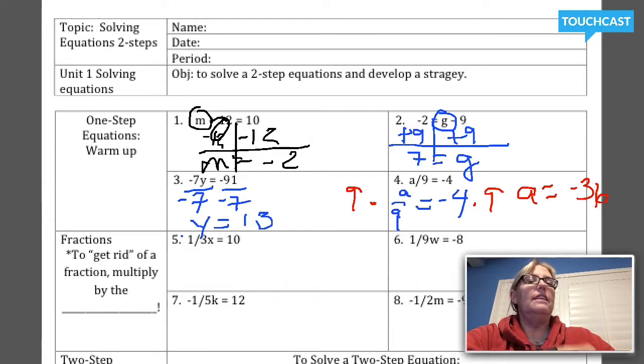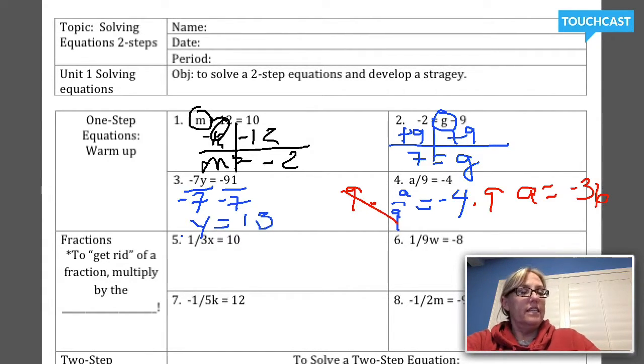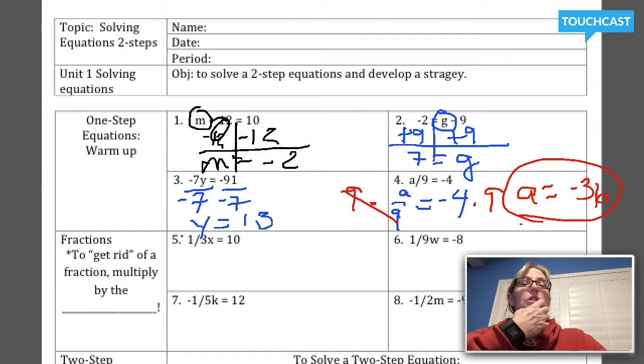Okay, as you can see, I've done it by myself. I multiplied both sides by 9, because the opposite of division is multiplying. Don't forget these cancel out and become 1. Negative 4 times positive 9 gives me negative 36, so a equals negative 36. Now go ahead and try number 5. It's the same as number 4, and then I'll come back with the answer.